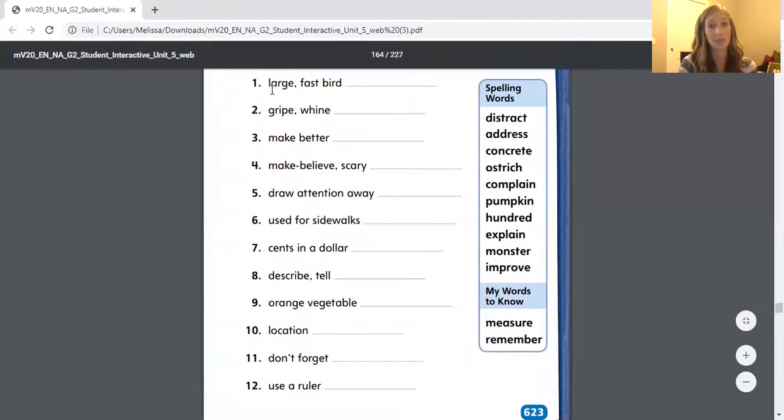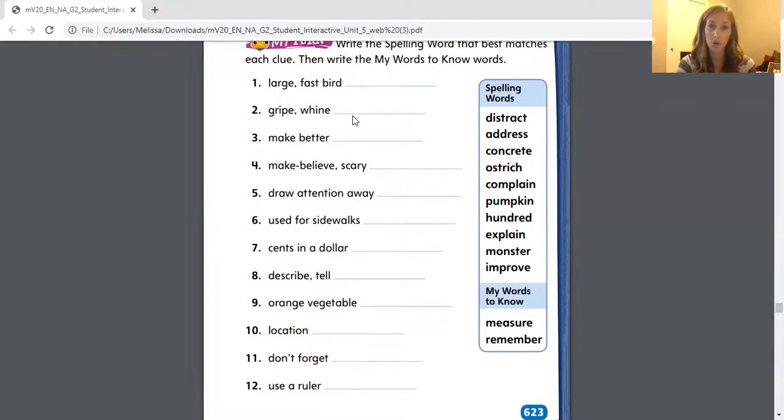So for example, number 1 says large, fast bird. Which one of these words is a large, fast bird? It's an ostrich. So go ahead and write that word down for number 1. Let's say you move on to number 2 on your own and you don't know another word for gripe or to whine. Skip that one and move on to number 3. Do as many of these on your own as you can, and then go back and check to see which words are left to see if you can use process of elimination. And you can always look the word up in the dictionary to find what the meaning is if you're unsure of the meaning.